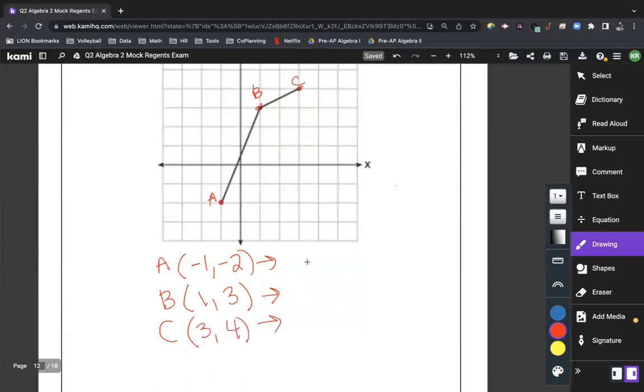All you have to do is flip them. So A prime is going to be -2, -1. B prime is going to be 3, 1. And C prime is going to be 4, 3.